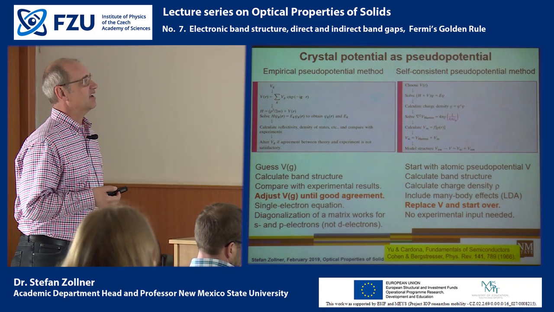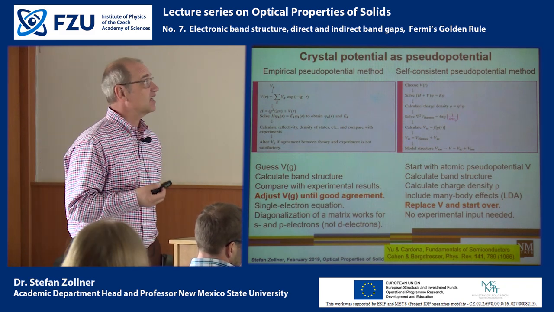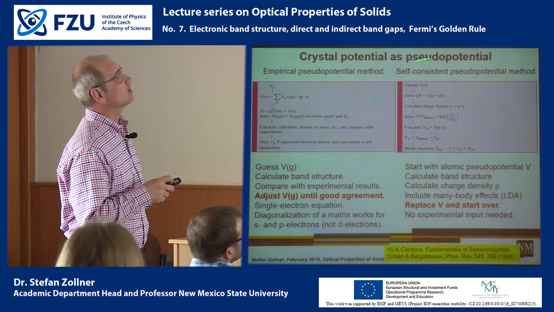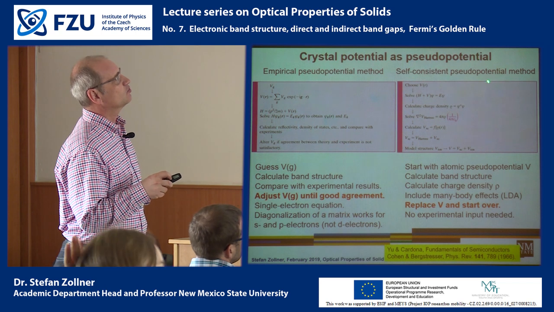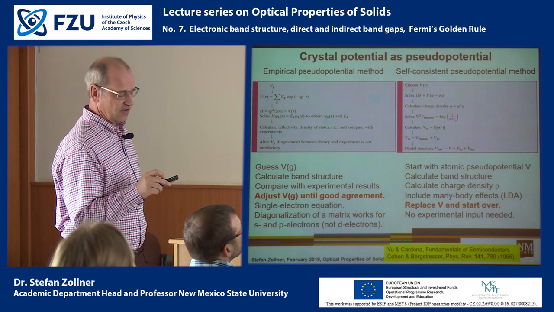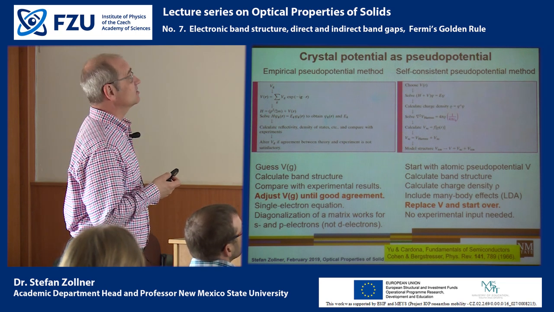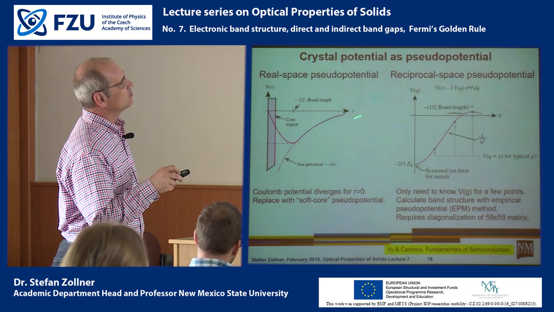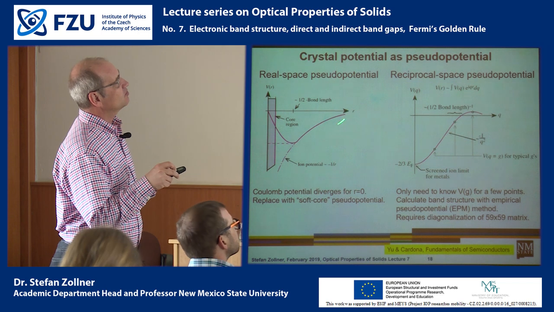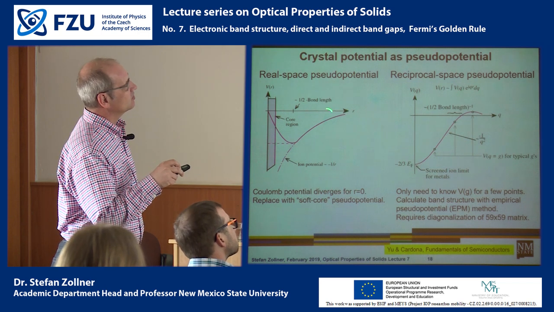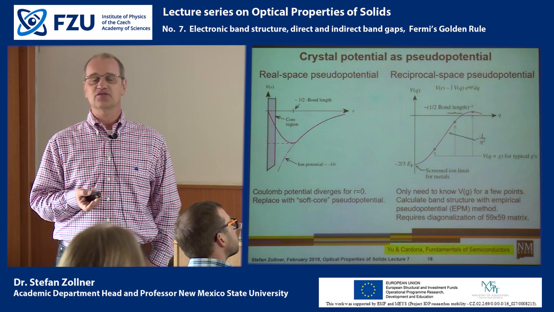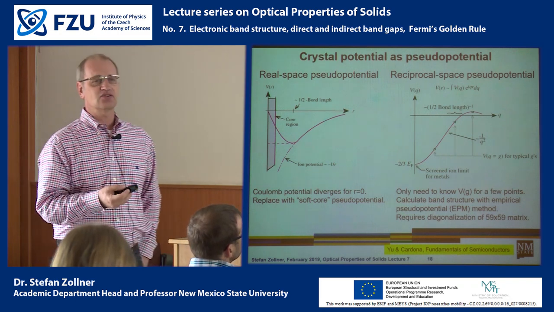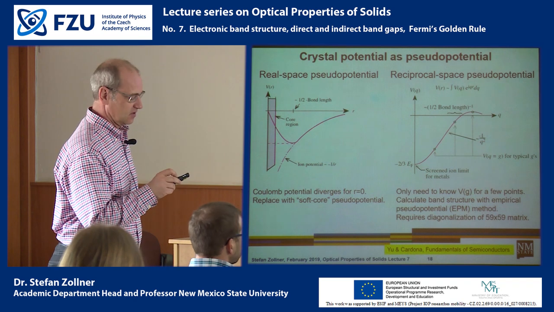So that is a self-consistent method to calculate band structures using pseudo-potential wave functions. Pseudo-potential means that, why is it called pseudo-potential? Well, this is the actual potential, but I'm replacing the actual potential with a pseudo-potential, which is different from the actual potential, but it gives me the same energies as the real potential would give me.